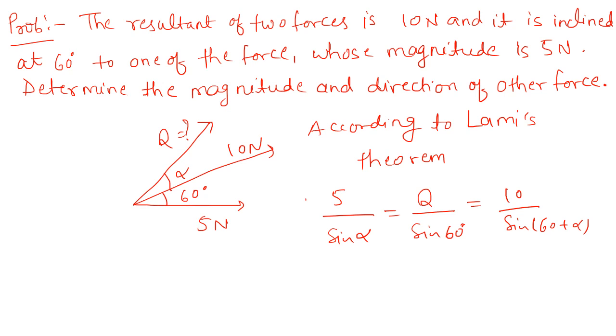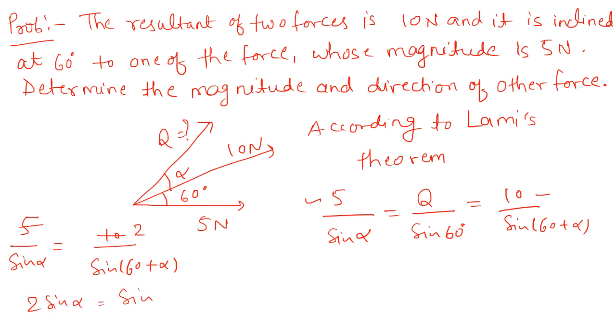Okay, so when you put 5 upon sine alpha and 10 upon sine 60 plus alpha, and you solve this equation, then sine alpha equals 10 upon sine 60 plus alpha. So you can easily solve this equation: 2 sine alpha equals sine 60 plus alpha.